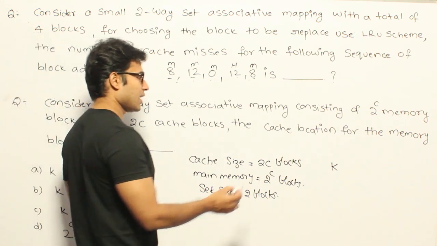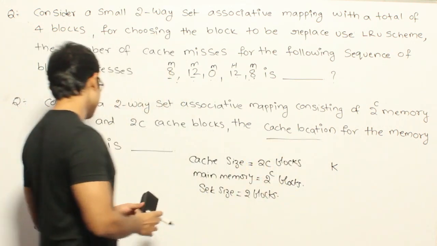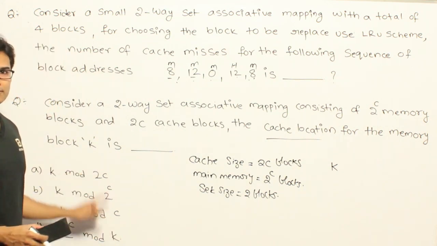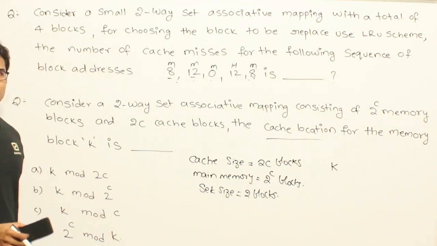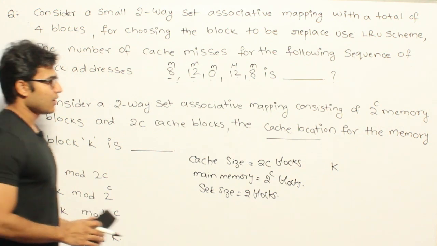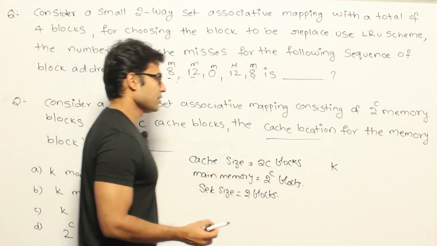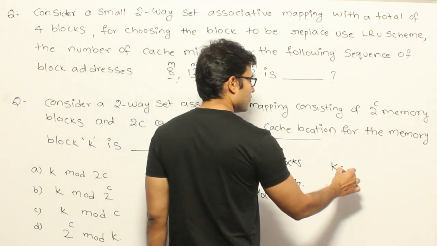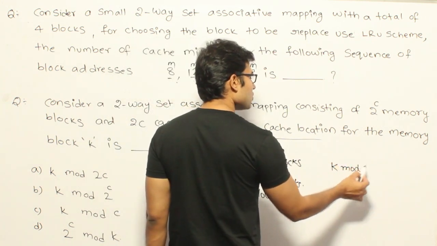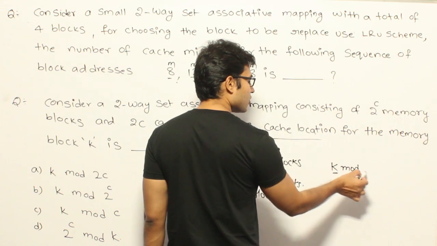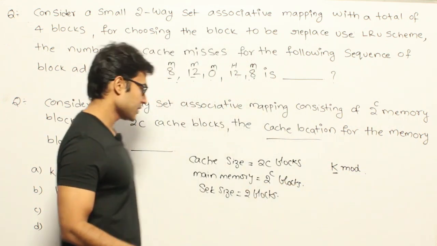Even though they have asked for the cache location, according to the options they are asking for the set location, so you are supposed to find out the set number. This question was asked in GATE. Now K is the main memory block number, and you have to find out which set it will go into. So you have to divide this number by the number of sets. So we have to find out the number of sets first.